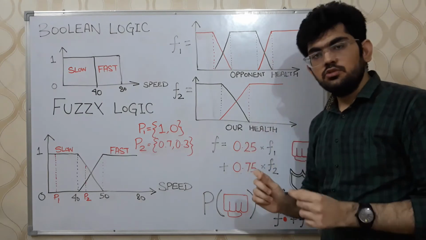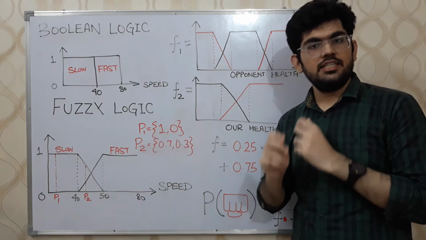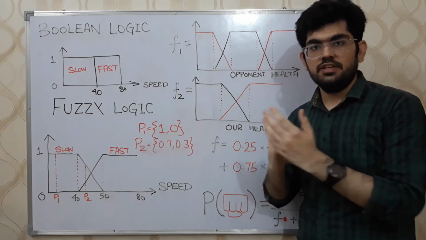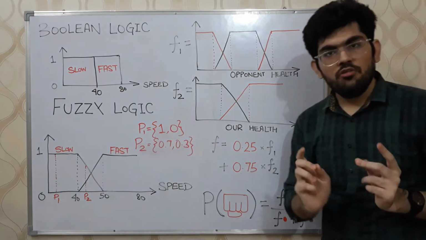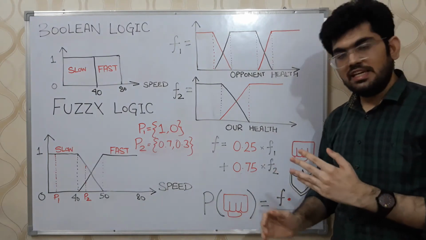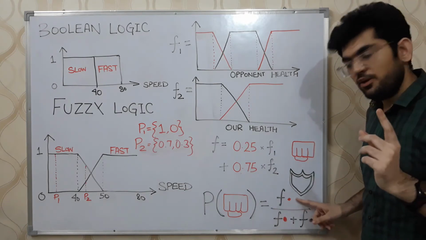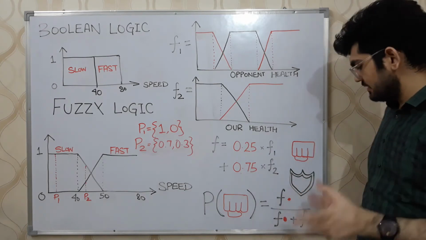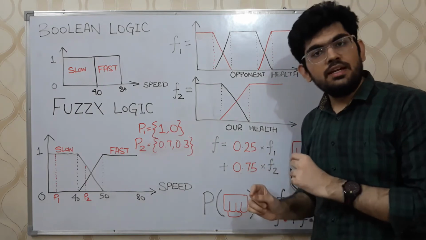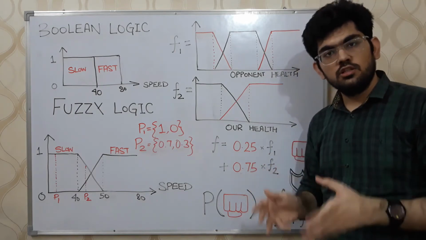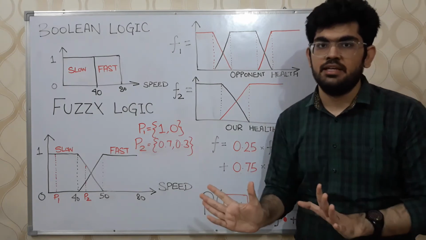Once we have this new fuzzy variable, that is the linear combination, then we need to calculate the probability of taking an offensive behavior or defensive behavior. How do we do that? The probability of taking the offensive behavior should be given by the offensive behavior of f divided by the sum of the offensive behavior and the defensive behavior. This probability of taking offensive behavior also represents the probability of not taking the defensive behavior.